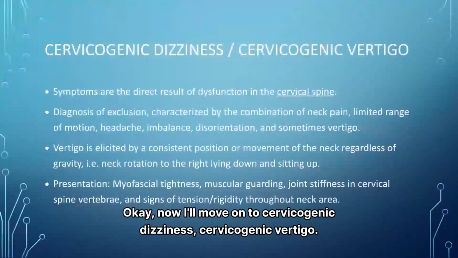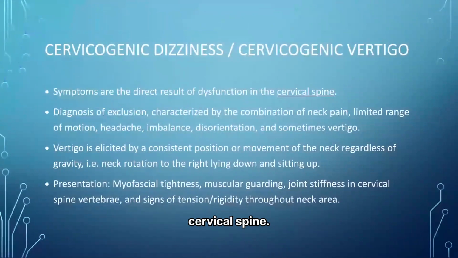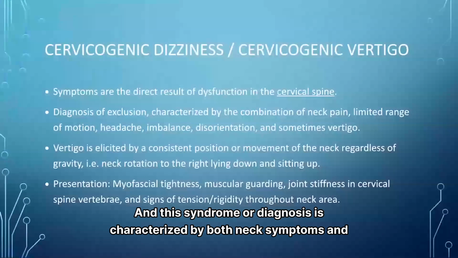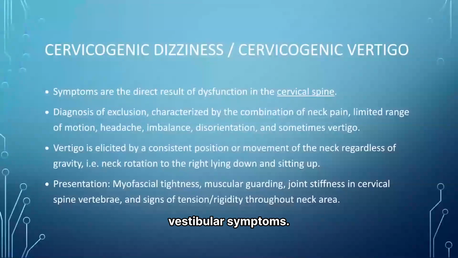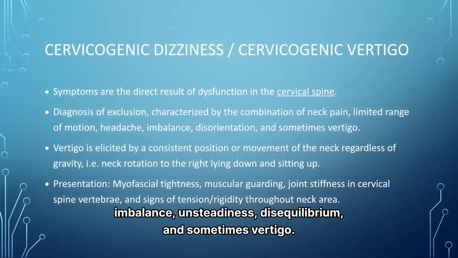Okay, now I'll move on to cervicogenic dizziness, cervicogenic vertigo. Now, by definition, the word cervicogenic indicates that the symptoms arise from the cervical spine. And this is a diagnosis of exclusion. And this syndrome or diagnosis is characterized by both neck symptoms and vestibular symptoms. So typically there's neck pain, limited range of motion, and headache, as well as imbalance, unsteadiness, disequilibrium, and sometimes vertigo.